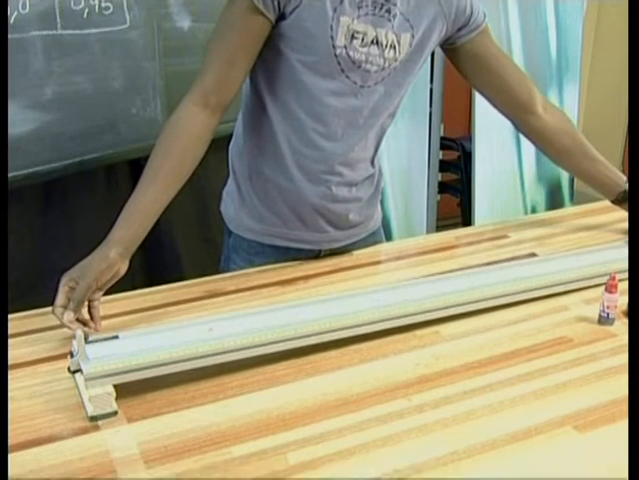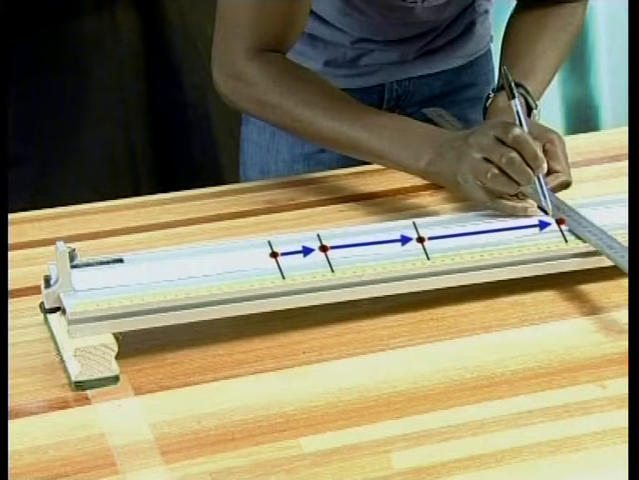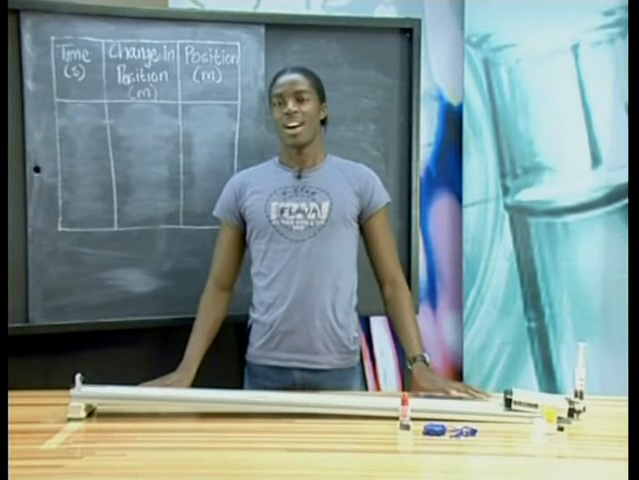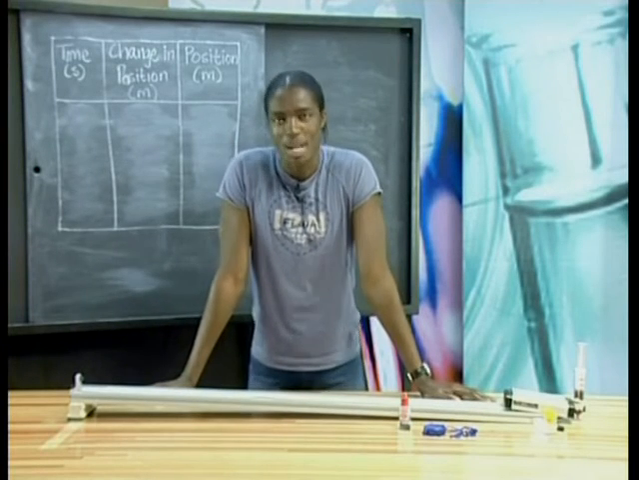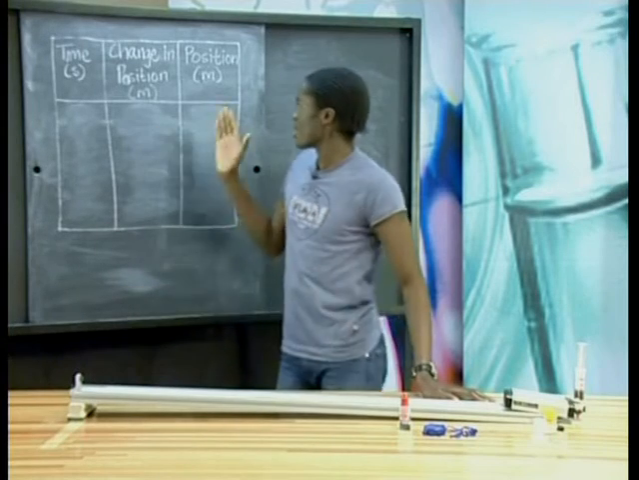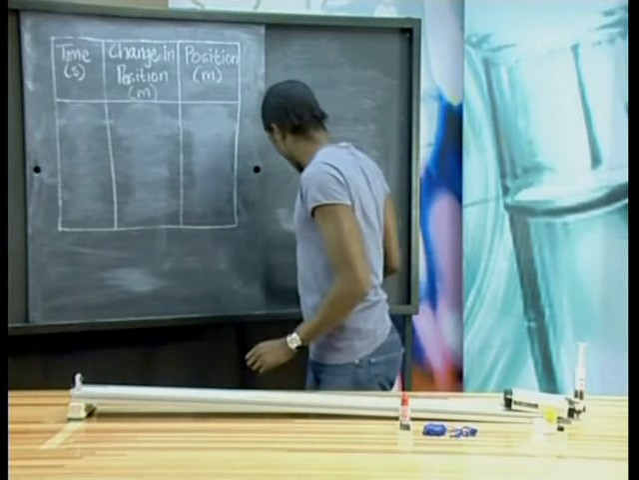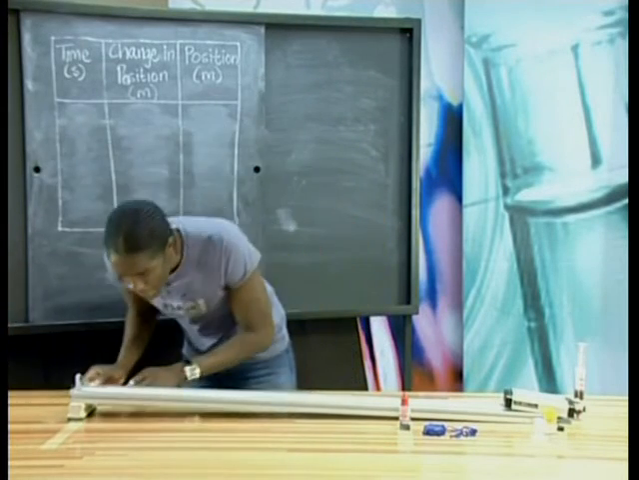The gap between each pair of ink spots represents the displacement of the trolley in half a second. Now notice that the displacement between the spots increases each time interval. Once again, we can build up a table of results of time, position and displacement. Now let's fill up our table.